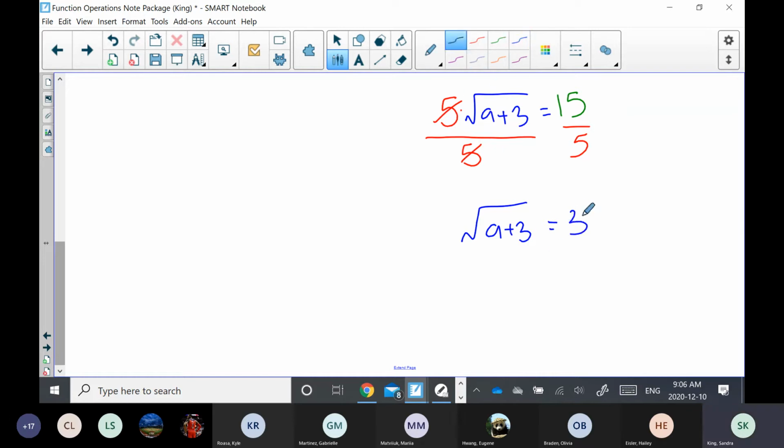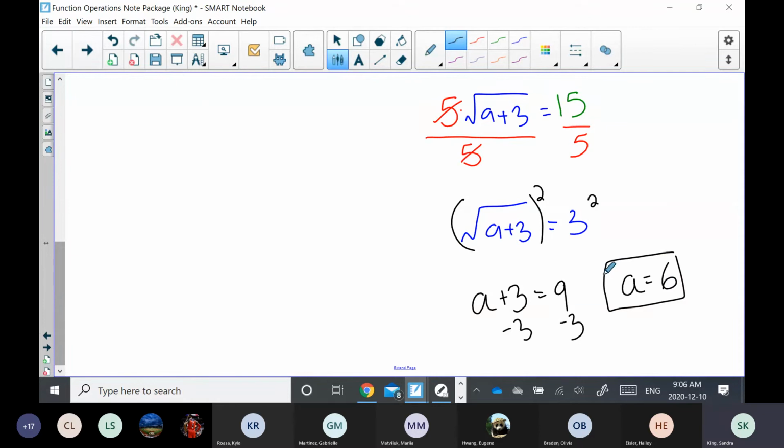From here, in 20-1, once you had radicals isolated, we could now get rid of the radical sign. So you would say to yourself, okay, how do I get rid of this radical sign? The opposite of square rooting is squaring. What you do to one side, you do to both sides. When you square a radical, you are left with just the radicand. So a plus 3 is equal to 3 squared is 9. Subtract 3 from both sides, and we get a value of a, and a is equal to 6.